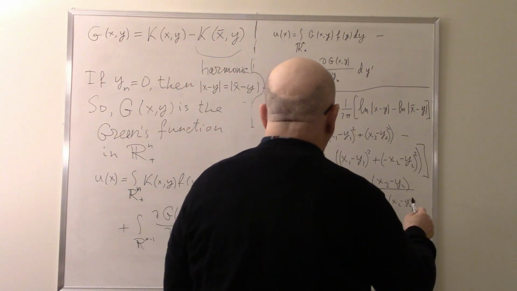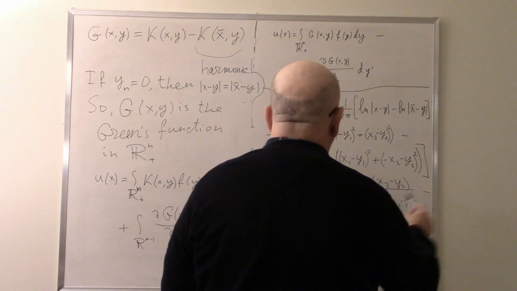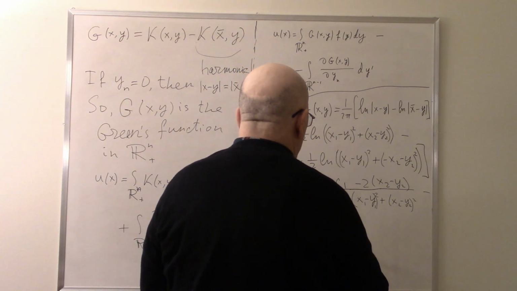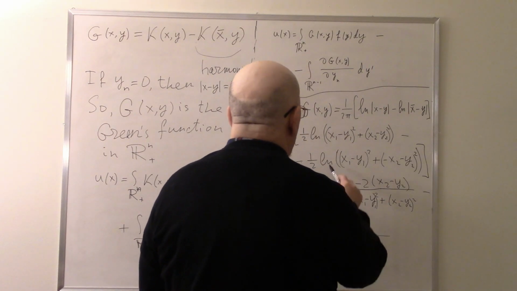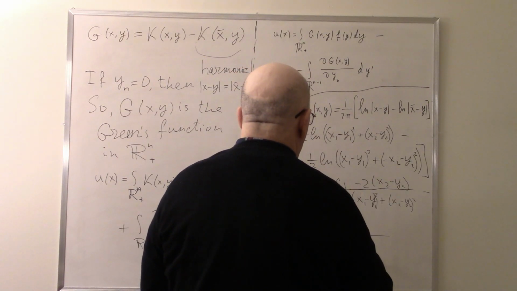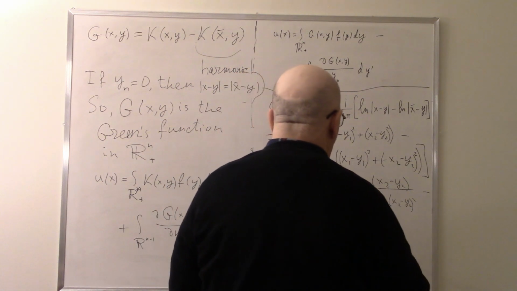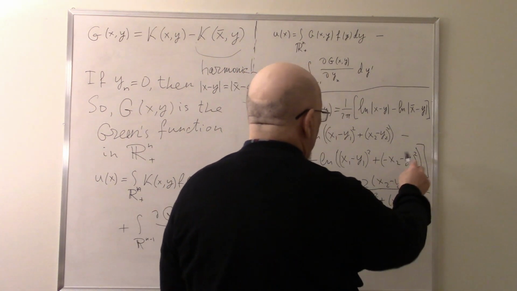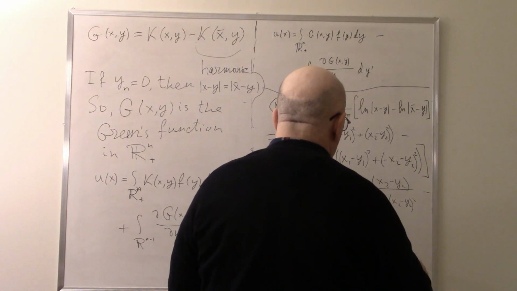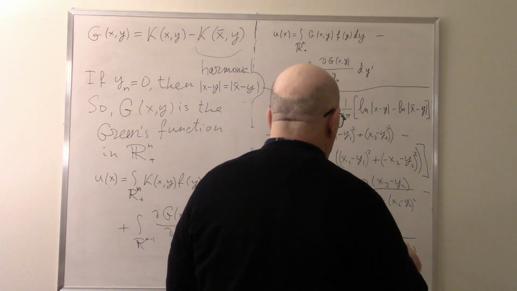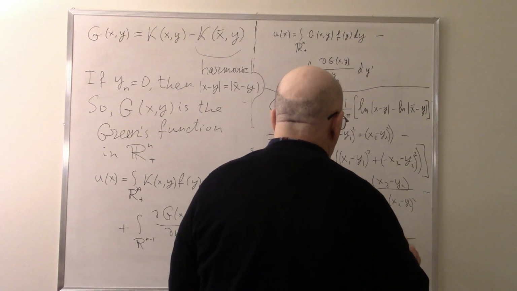Yes. Minus 1/2, here, 1 over (x1 minus y1) square plus (x2 plus y2) square, times 2 times (x2 plus y2).